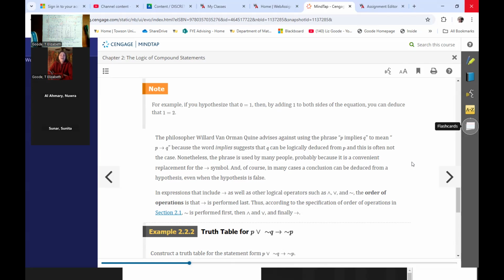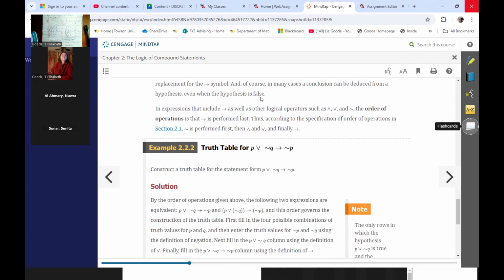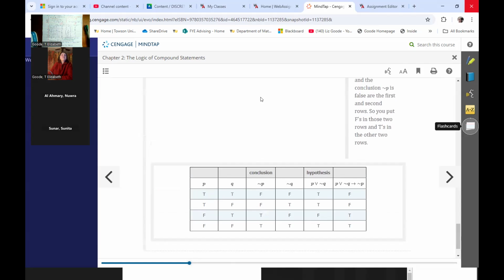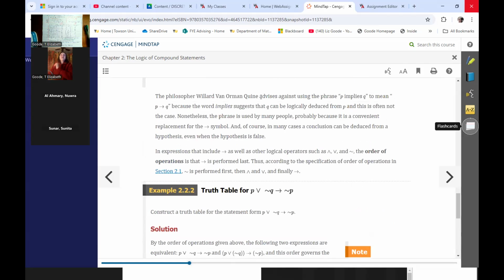Q can be logically deduced from P, but Q might happen because of something else. In many cases, a conclusion can be deduced from a hypothesis, even when the hypothesis is false. So in class, when you used the example of applying at a store and being offered a job, if you don't show up, you can't say that you weren't offered a job because you didn't meet the conditions.